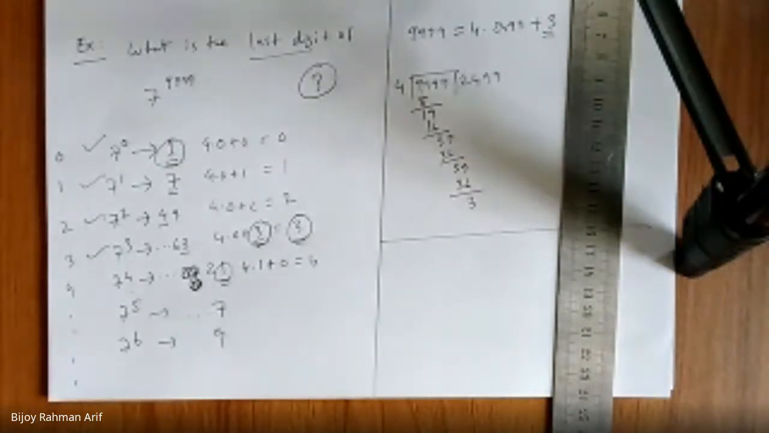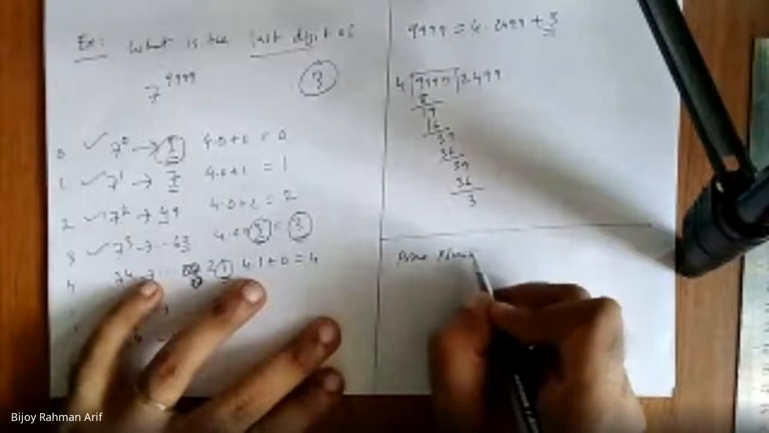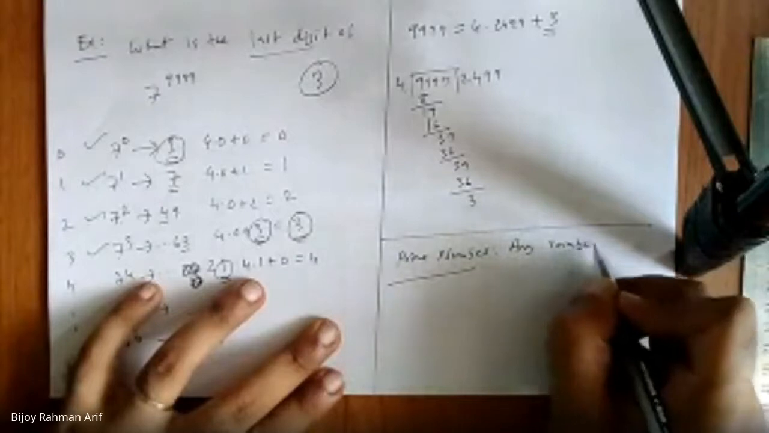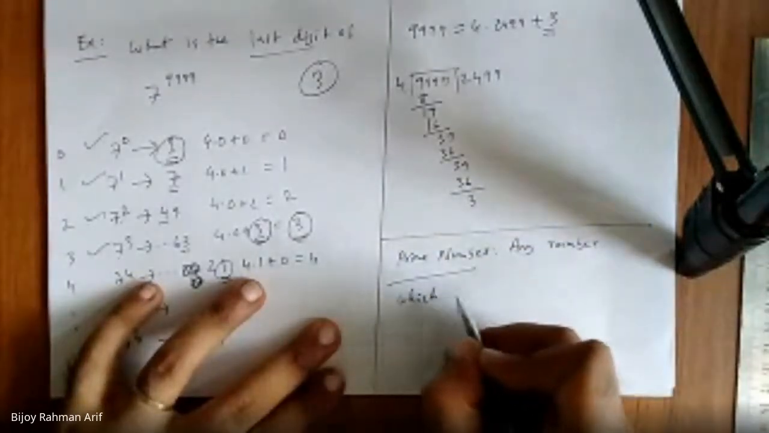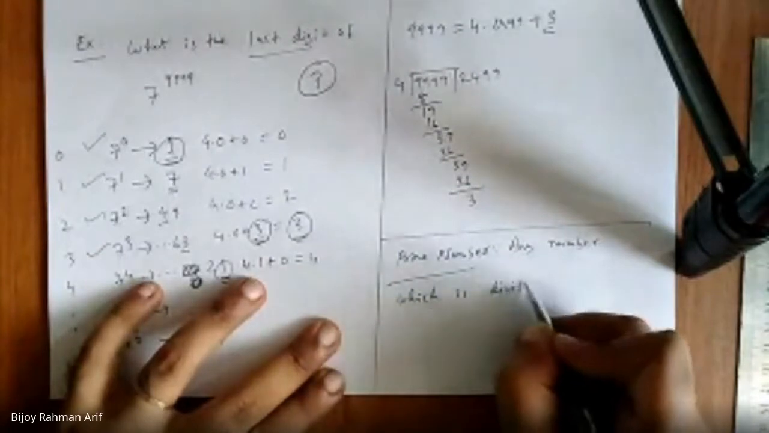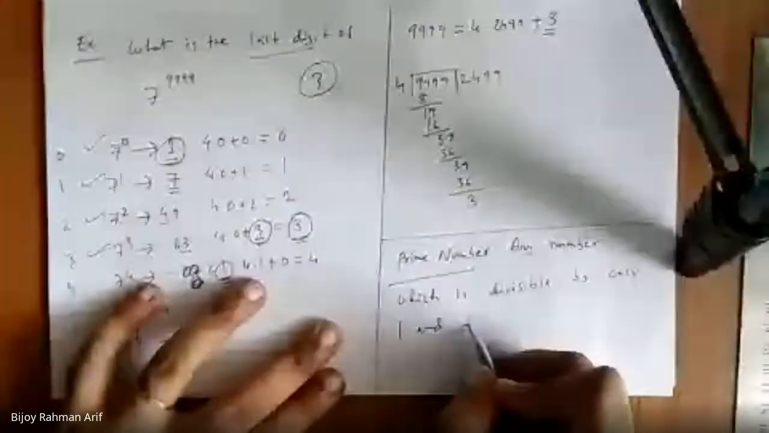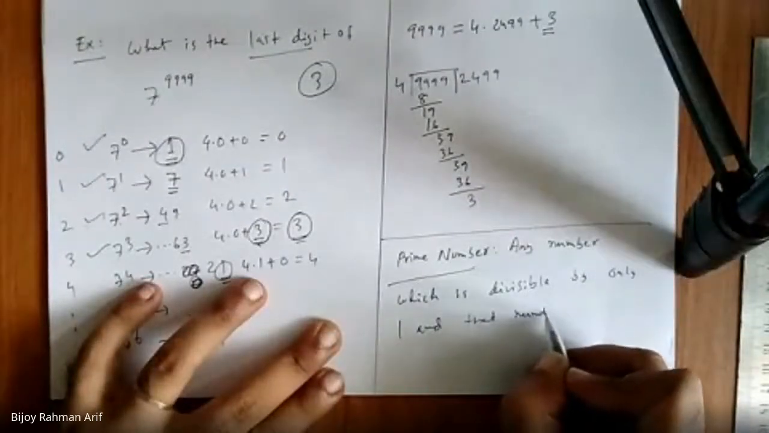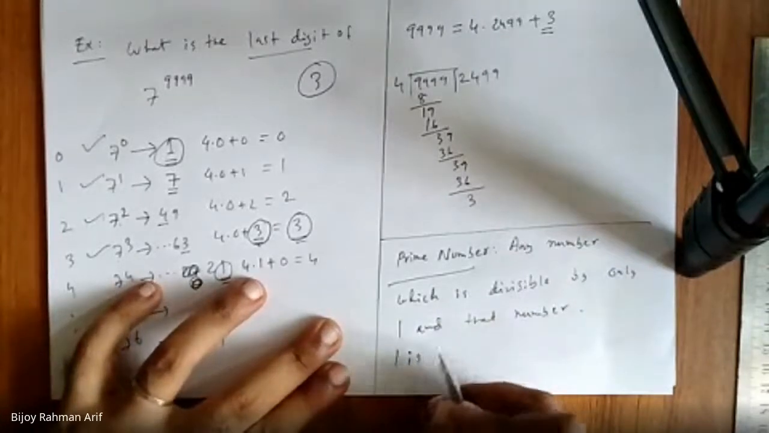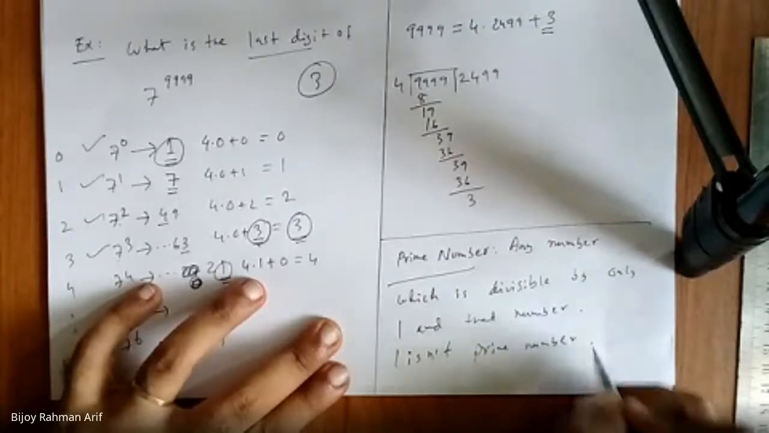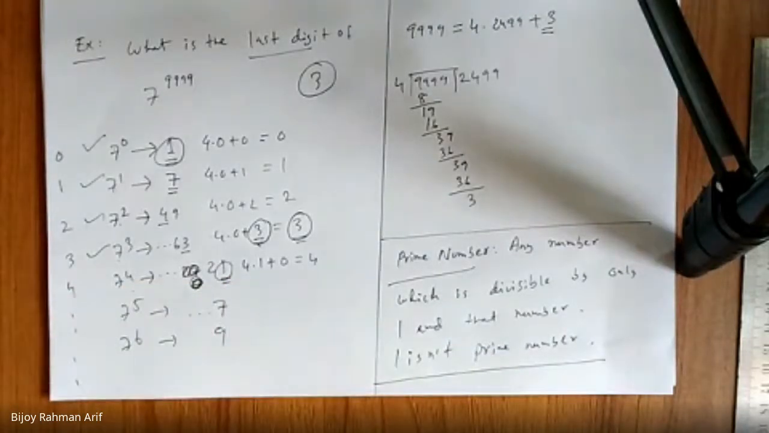What is a prime number, guys? A number that can be divided by itself and one only. Any number which is divisible by only one and that number. But there is a catch. One is not a prime number. Though one fulfills its criteria, for historical reasons one is not considered a prime number.